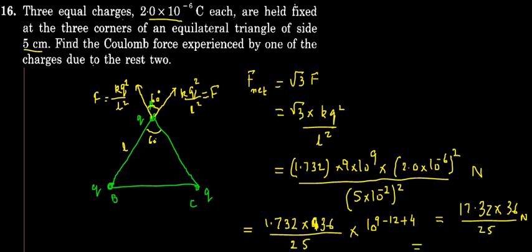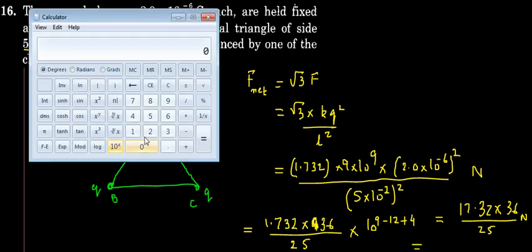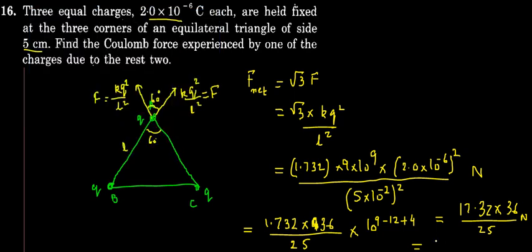So what is that? Let's see that in a calculator. 17.32 times 36 divided by 25, and we're getting 24.94, so 24.9 newtons.